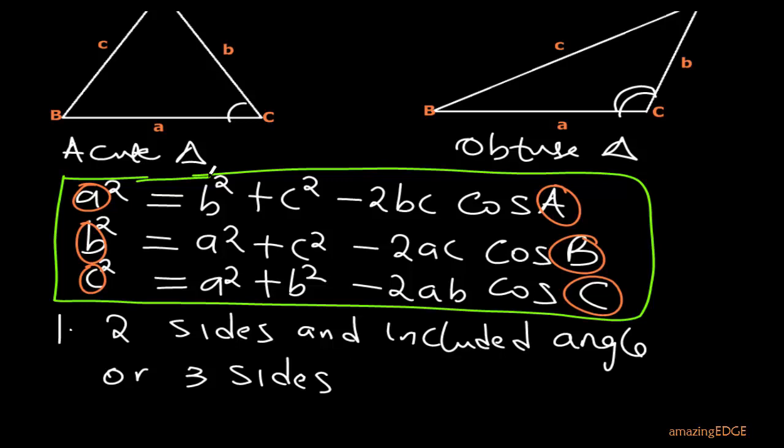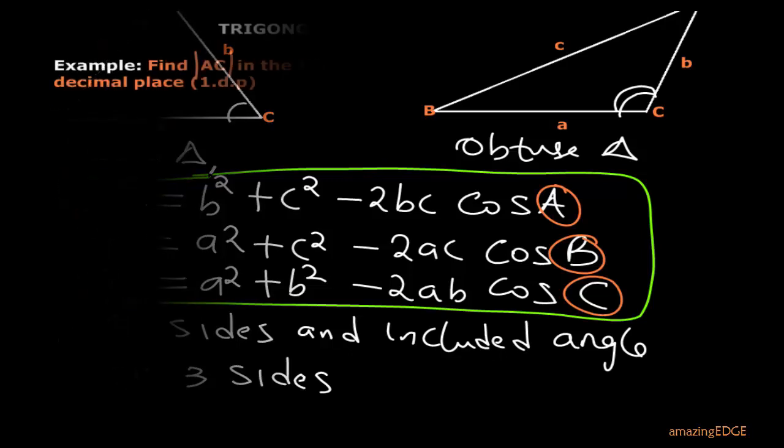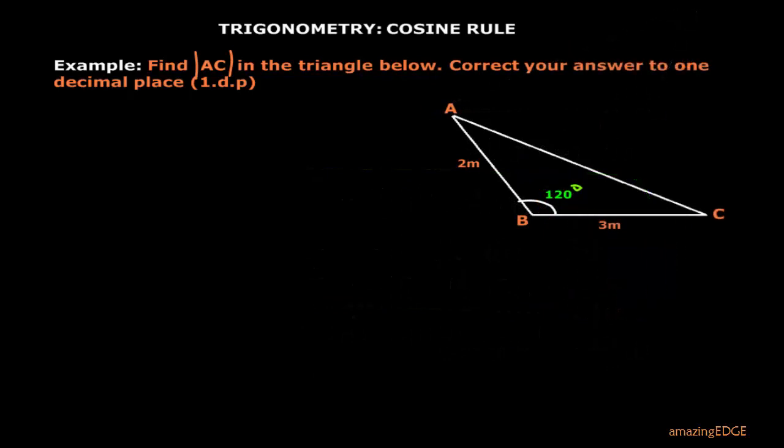When dealing with an example now, we're able to see clearly how and when to apply this. Solving that example will also show the difference between the cosine rule and sine rule. In this example, we are to find line AC in the triangle below. Correct your answer to one decimal place. We are looking for this side, maybe you call it side b. This side b is what we are required to find.